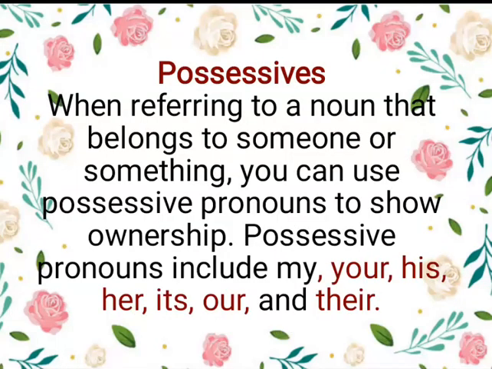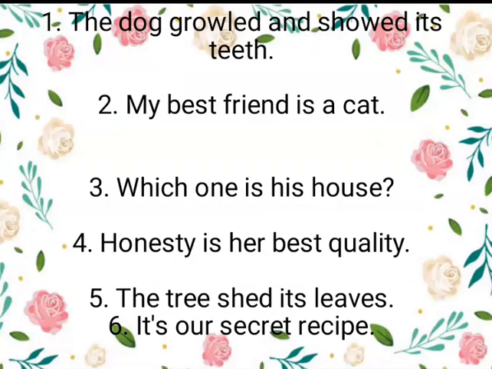Possessives. When referring to a noun that belongs to someone or something, you can use a possessive pronoun to show ownership. Possessive pronouns include my, your, his, her, its, our, and their. Let's see them in these examples. Number one, the dog growled and showed its teeth. Here, the possessive pronoun is in the form of a determiner coming before the noun teeth. The noun here is dog, and the determiner before dog is the. Another noun is teeth, and the determiner before teeth is its.